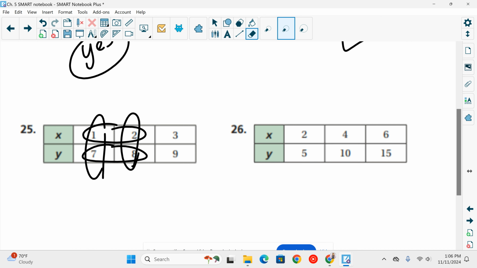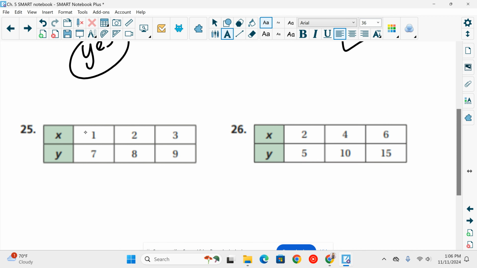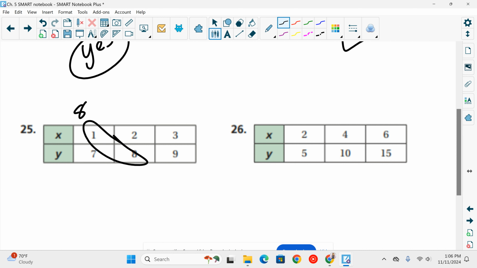So when you do cross products, 1 times 8 is 8, and 7 times 2 is 14. We automatically realize that this is not a proportion.